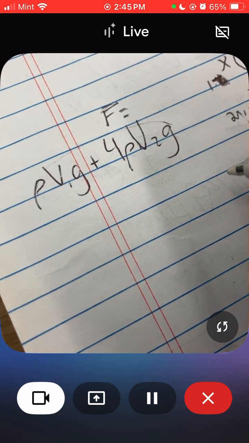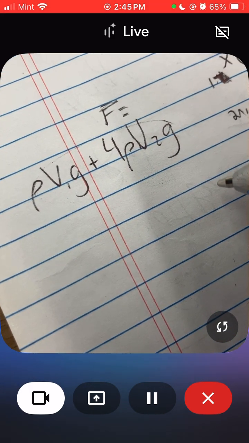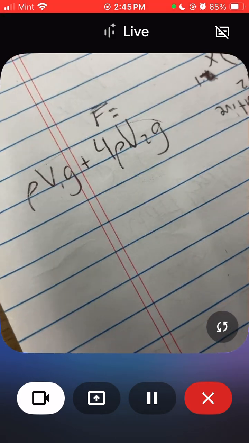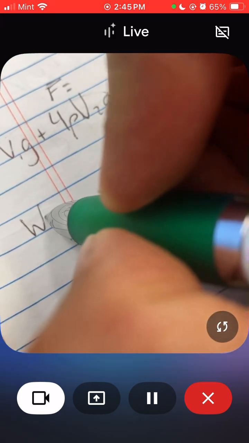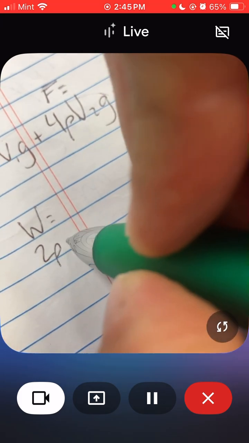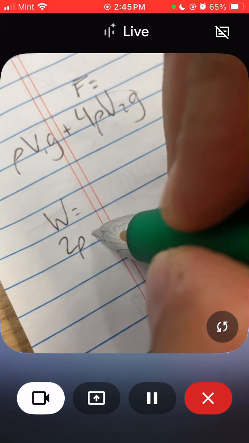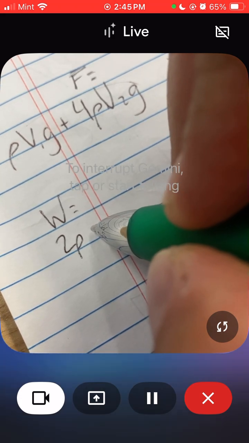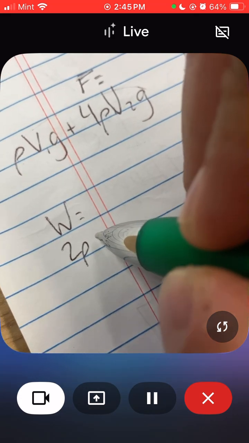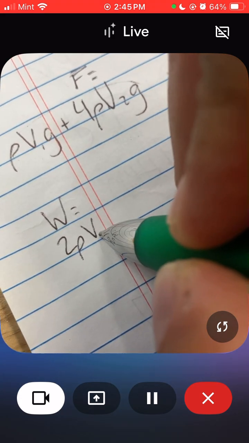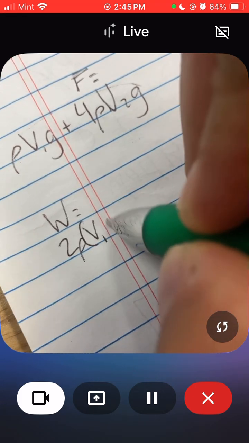That's right. The first part is the buoyant force. Now let's write out the weight of the object. It's equal to 2 rho times the quantity V1 plus V2, all multiplied by g. Ready to write that out? Yeah, can you repeat it one more time? Okay, the weight of the object is 2 rho times the quantity V1 plus V2, all multiplied by g.